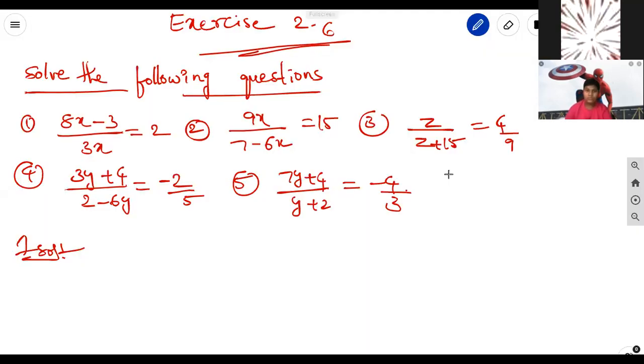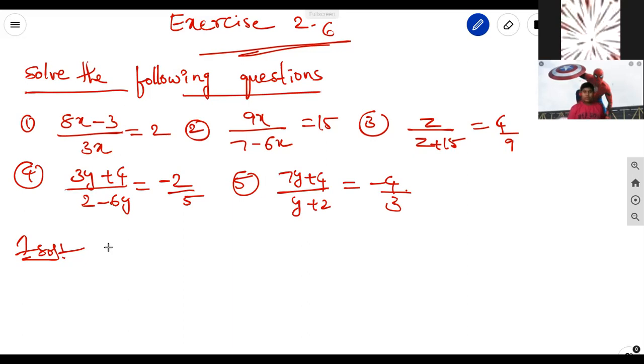Let us discuss exercise 2.6 on reducing to linear form. First, solve the following questions. These are given in the fraction form with variables. The first question: (8x - 3)/(3x) = 2. Second: 9x/(7 - 6x) = 15. Third: z/(z + 15) = 4/9. Fourth: (3y + 4)/(2 - 6y) = -2/5. Fifth: (7y + 4)/(y + 2) = -4/3. In all problems, we can just do cross multiplication only.